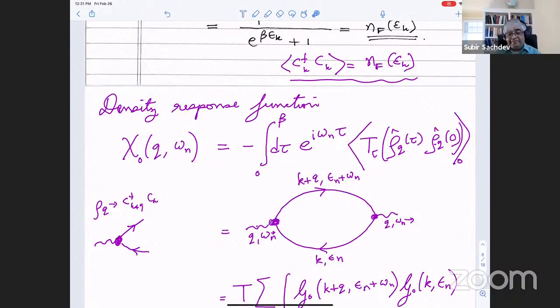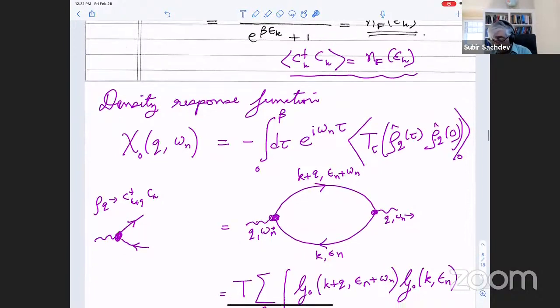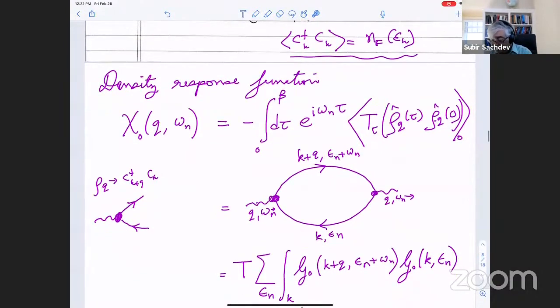And now I just connect them by the Green's functions. And so the 0th order density-density correlation function in imaginary time is just given by this graph. And now I evaluate this graph by the rules.